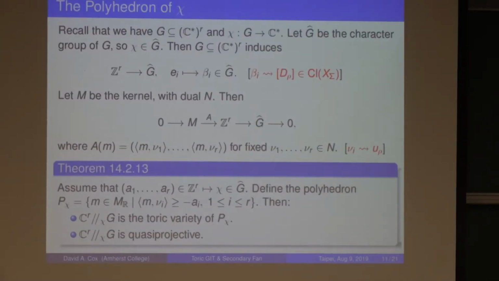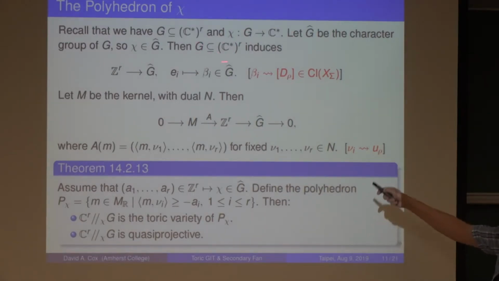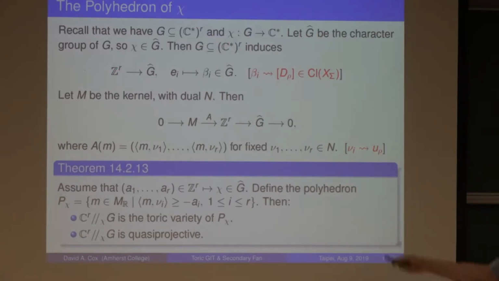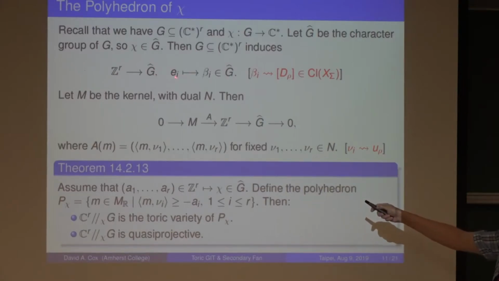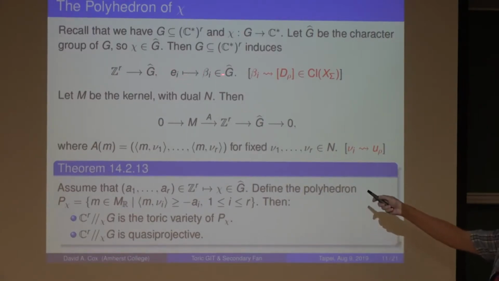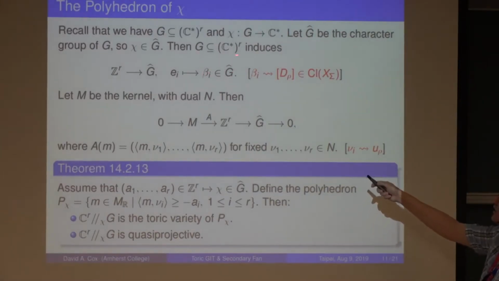Now, I said that these GIT quotients were quasi-projective, and what that means is there's going to be a polyhedron lurking in the background. And so remember, the framework is that we have our group, we have a character group, but notice that this group sits inside of C star to the R, so the character group of C star to the R is Z to the R, and so I get a map going the other way in character groups, and so the basis element here gives just a gadget that we call beta I. So we get an interesting collection of characters just from this.